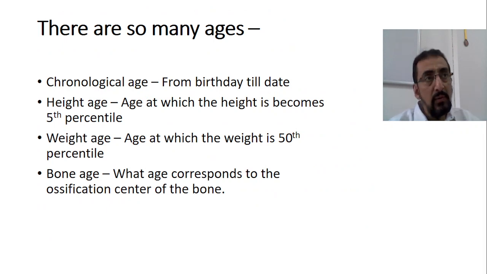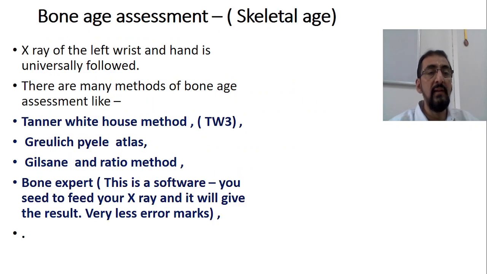So this is very important, some of the important aspects about precocious puberty. The next class onwards we will see there are so many ages. What do you mean by chronological age? What do you mean by height age? What do you mean by weight age? What is meant by bone age? Okay, so that we will see in the next class.